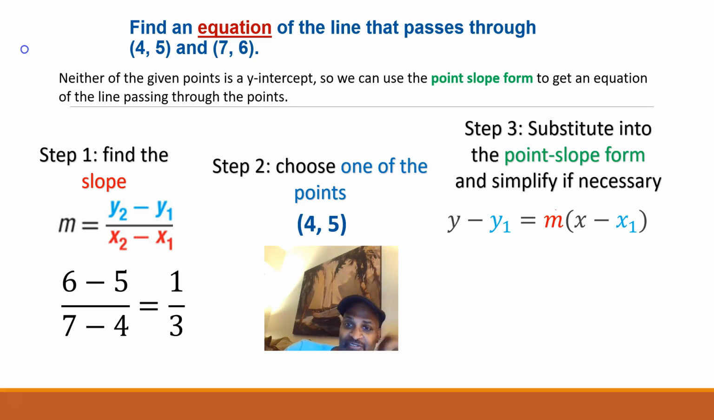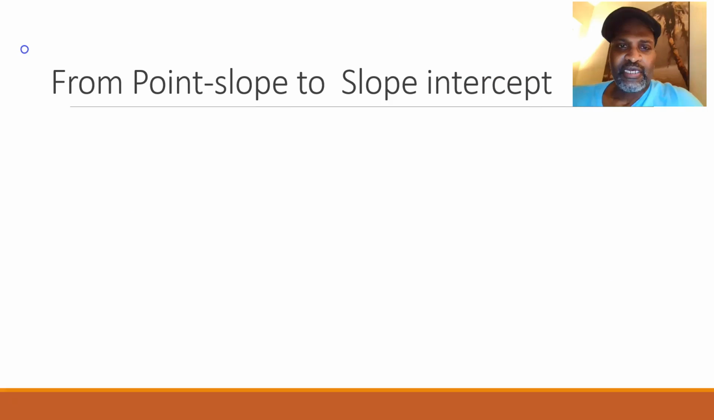Let's see if we need to. If I substitute the 5 for y1, the 1/3 for m, and the 4 for x1, I have my equation of the line in point-slope form. I mentioned earlier that you can use the point-slope form in order to find the y-intercept. In order to do that, you need to actually convert it.